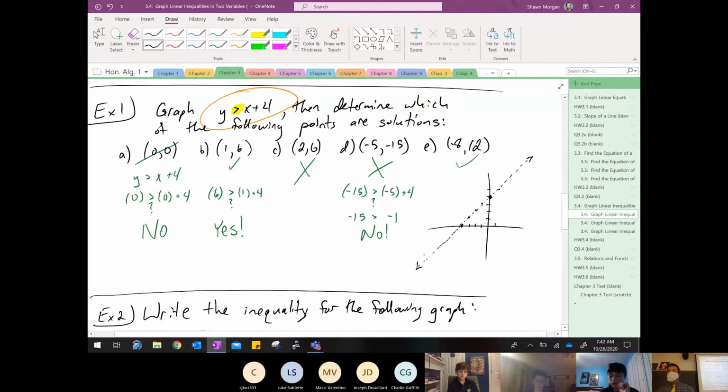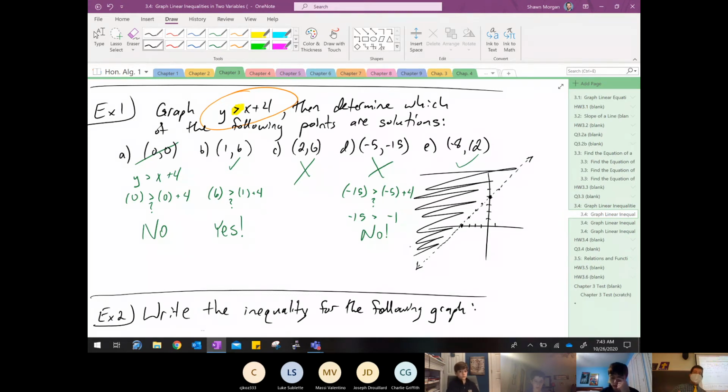Okay. And you tell me, Lewis, should I shade above that line or below that line based on the previous slide? The fact is y is greater than x plus 4. Above the line. Yeah, absolutely. So what we're going to do is shade this region. We're going to say that our solution set contains all of the points that are above that line. Not on the line because it's dotted, but above that line.